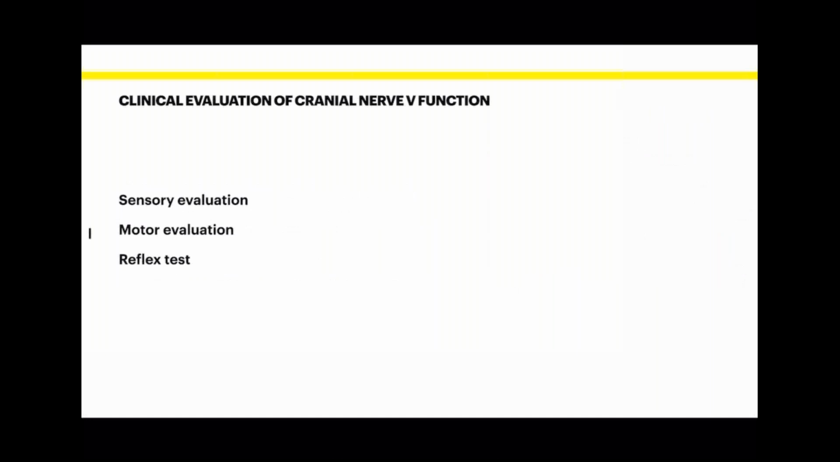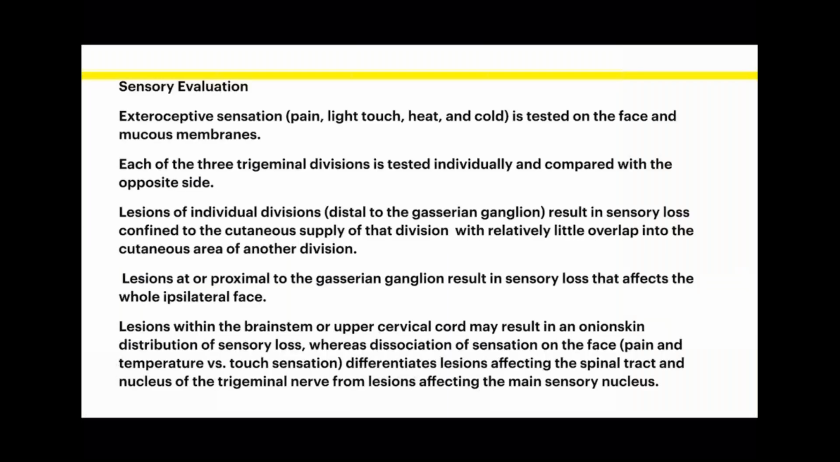So, moving to the clinical evaluation. How do we evaluate it clinically? As we explained, there are three parts: the sensory part, motor part, and reflexes. Starting with the easy one, as we do in our daily life, we test pain, light touch, heat, and cold on the face and the mucous membranes. Each of the three trigeminal divisions is tested individually and compared to the other side.